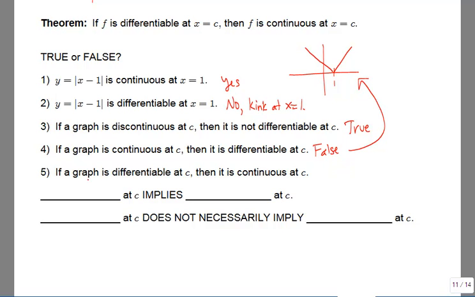How about if a graph is differentiable at c, then it is continuous at c. So if a graph has a derivative at c, must it be continuous at c? Yes, it must. This is true, and that's exactly what this theorem is telling us right here. If you have a derivative at a point, then the function must have been continuous to begin with. So here are the nuances.